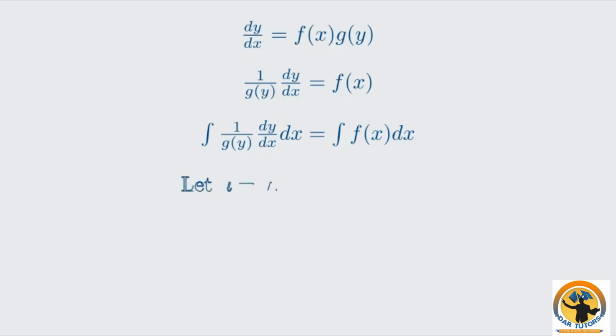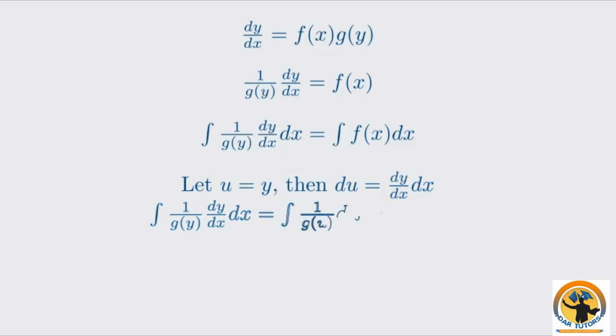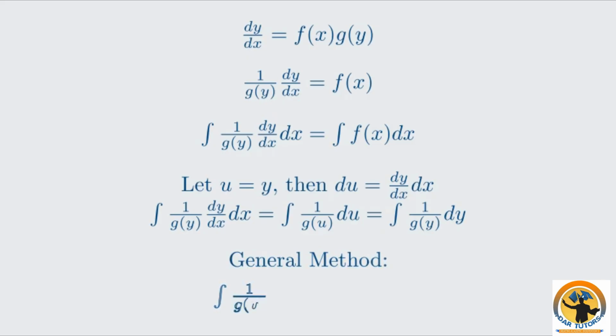So the integral of 1 over g of y times dy/dx becomes the integral of 1 over g of y dy. This is a crucial step. It allows us to integrate the y terms with respect to y. This leads to our general method for solving separable differential equations. Integrate 1 over g of y with respect to y, and integrate f of x with respect to x. The result will be an equation relating y and x. Let's recap. We've learned to identify separable equations and the general method for solving them by separating variables and integrating.